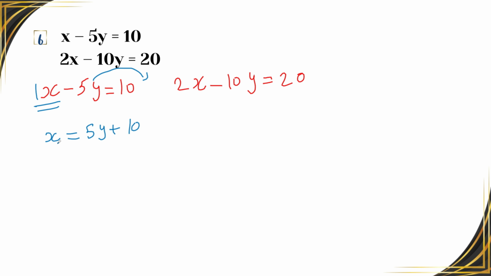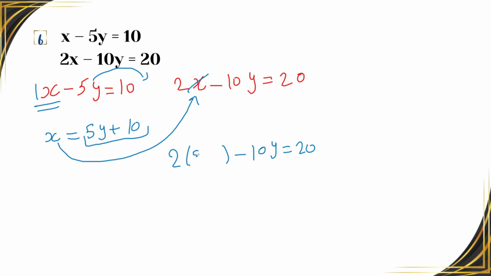After that, we substitute in the second equation. Now we write 2, we cancel x and make it an empty bracket, then negative 10y equals 20. What should we write inside the bracket? X here equals 5y plus 10. Then we write here 5y plus 10. Now we have one single variable, y only, no x and y. Now we can solve it, but we should substitute first.